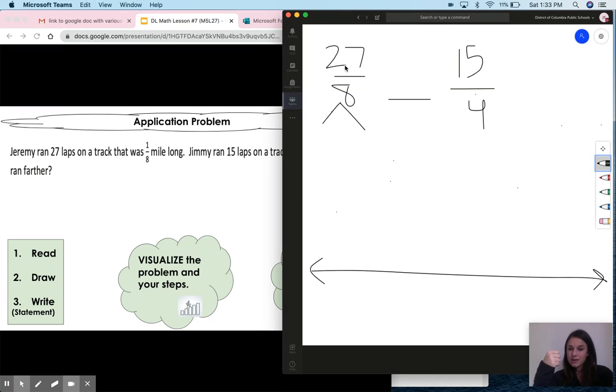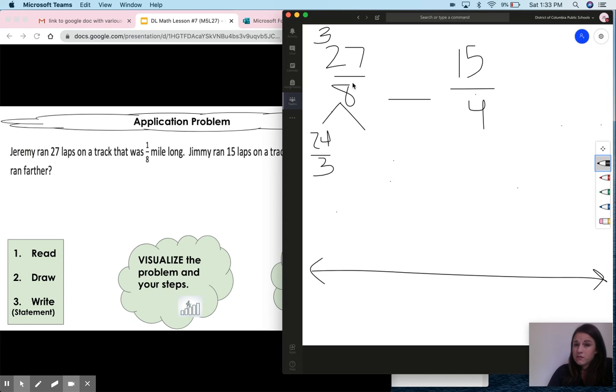Here we go. 8/8, 16/8, 24/8. Getting close. One more would be too many. 32/8, that's too many. Okay, so back to 24/8. 8/8, 16/8, 24/8. Okay, that's 3 whole. So that means I can pull out of here 24/8, which is the same as 3 whole. So now I know my mixed number version of this will be 3 whole.